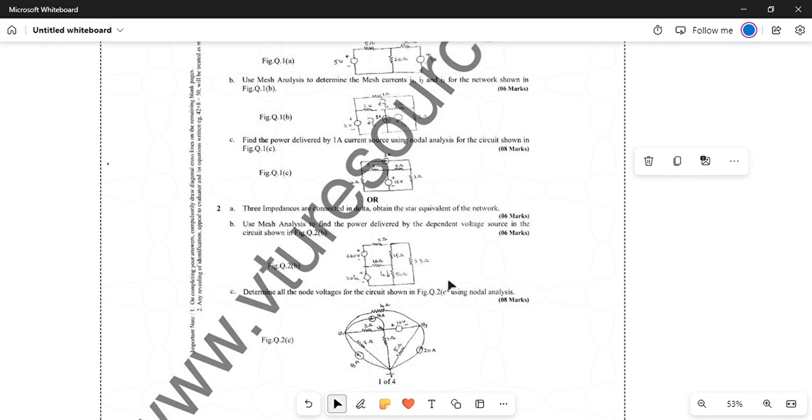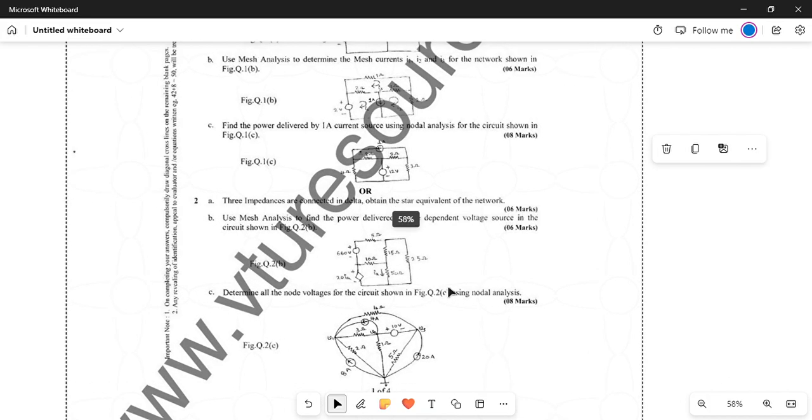According to your syllabus, you have the superposition theorem, Thevenin's and Norton's theorem, and maximum power transfer. If you have any other, I'll let you know. So let's start with the question paper analysis for nodal analysis today, and along with that, let's do the problem. Fine. See here, I'll make it a little smaller.